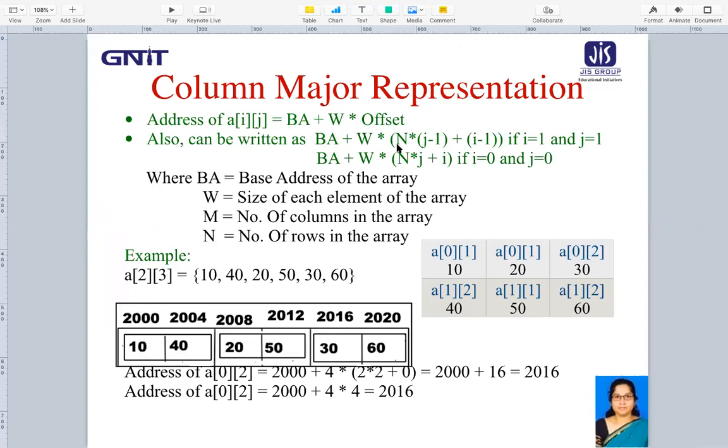In case of row major, if you remember, the offset was R into number of columns plus the column number, that was J. In case of column major, it is just the reverse. So it is C, that is the column number, into number of rows plus the row number. Here n is the number of rows in the array. J minus 1 if the array indices start from 1, plus the row number, which is I minus 1; in case of I equals 1 and J equals 1, and if it is 0, 0, then it's just the reverse. If you remember one, you can use that logic for finding out the other also.